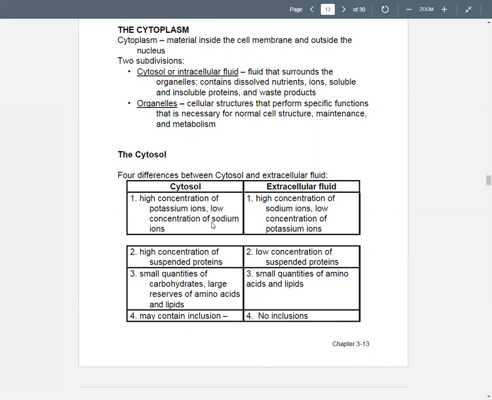Let's talk about organelles. So cytoplasm, let's start there. When we talked about the cell membrane, now let's talk about the organelles on the inside. Let's start with cytoplasm. It's inside the cell membrane, but outside the nucleus.